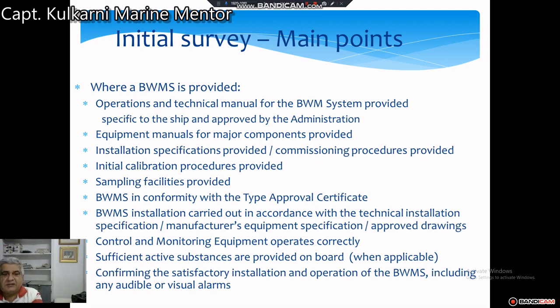Ballast water management system in conformity with the type approval certificate. The type approval certificate has to be given there. It has been approved by the flag state. Ballast water management installation carried out in accordance with the technical installation specification. Control and monitoring equipment operates correctly. Sufficient active substance is provided on board. Confirmation of satisfactory installation and operation of the ballast water management system, including any audible and visible alarm.